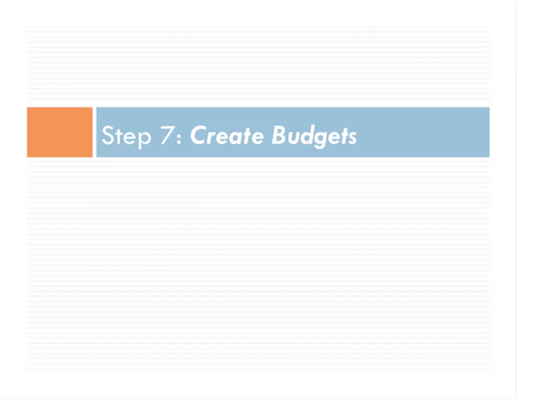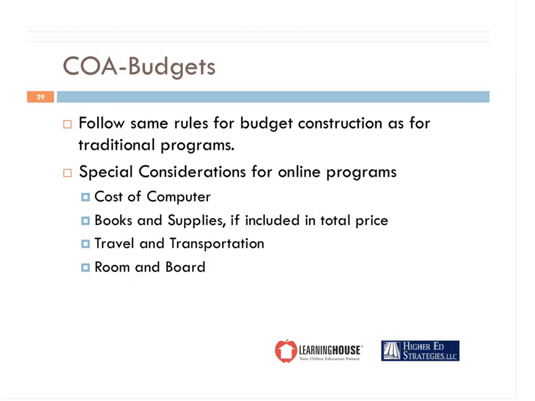Step 7, creating budgets. You can follow the same rules for budget construction as for traditional programs. Some of the special considerations for non-traditional programs include cost of computer, especially if you're dealing with an online program, and books and supplies. Sometimes books and supplies are included in the total price that the student is being charged. The school is actually providing books.